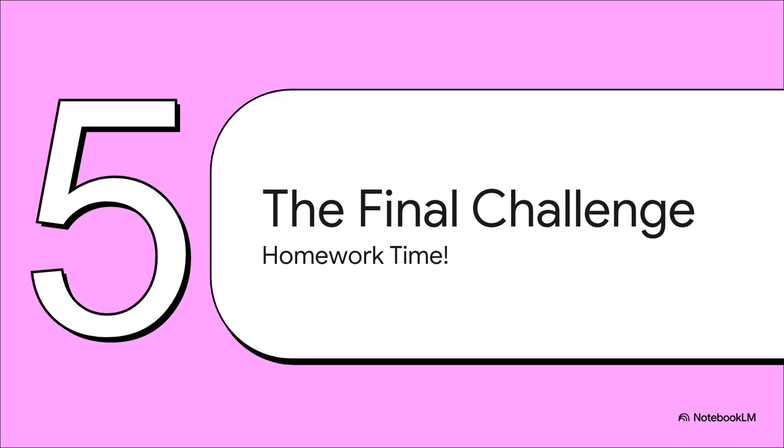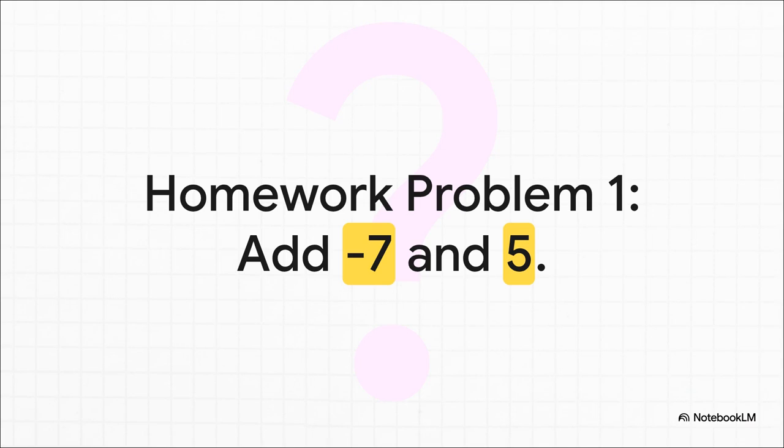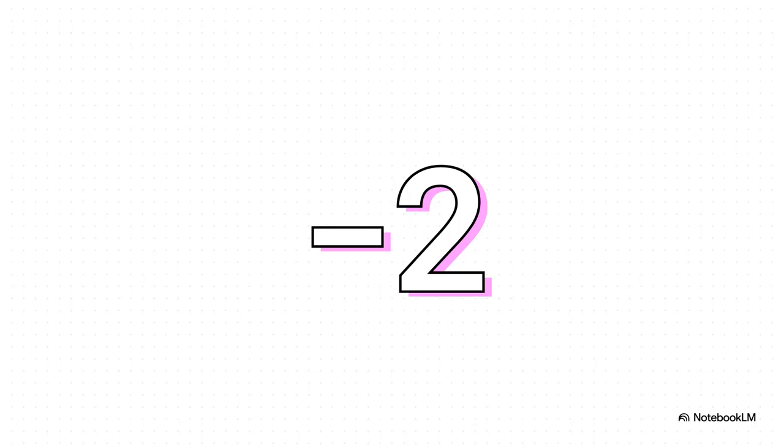So, you've learned all the secret codes, you've seen all the moves. Now it's time to put those new skills to the test with a quick practice round using the homework problems from our source material. You ready? All right, let's do a quick lightning round. First up, add negative 7 and 5. And that gives us negative 2.